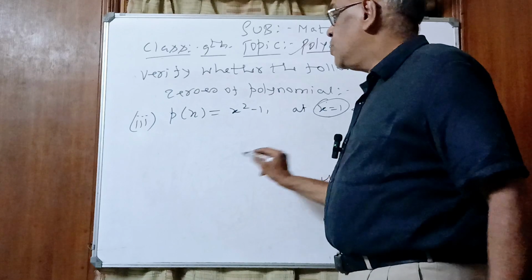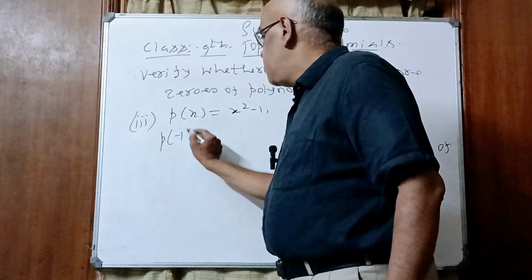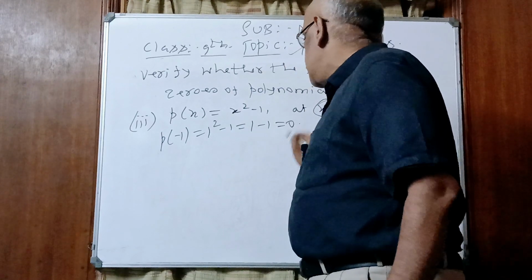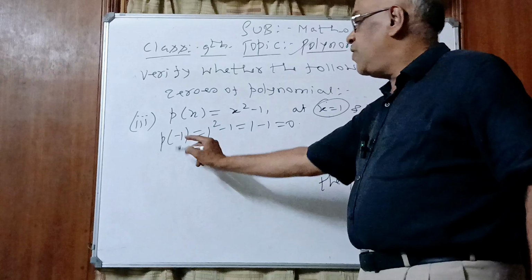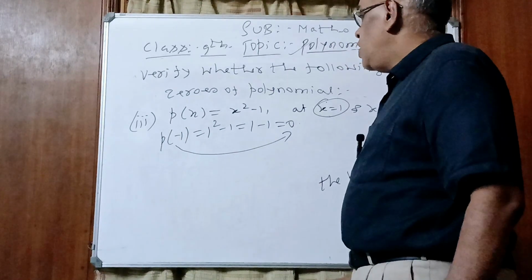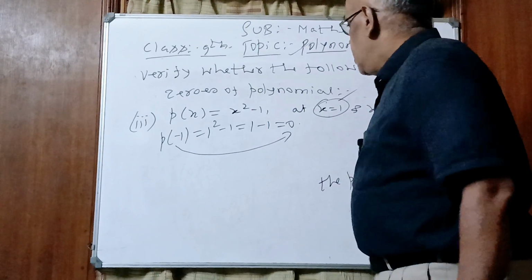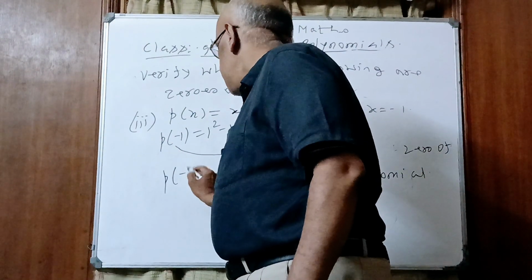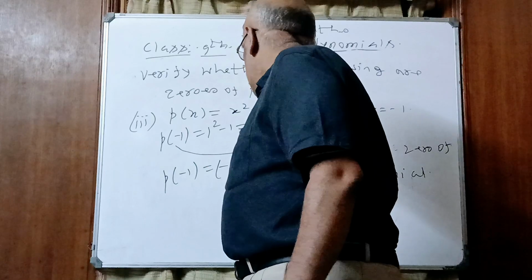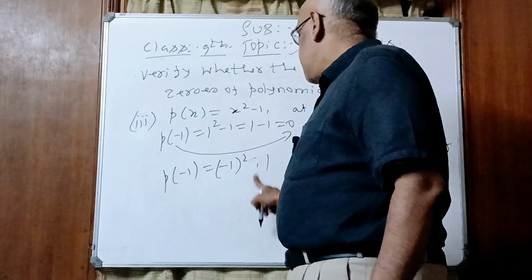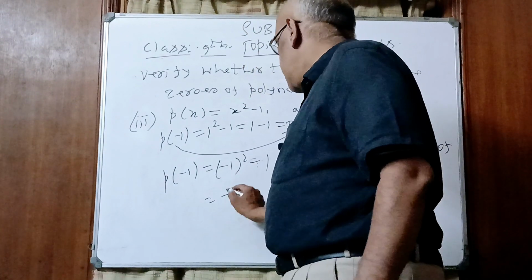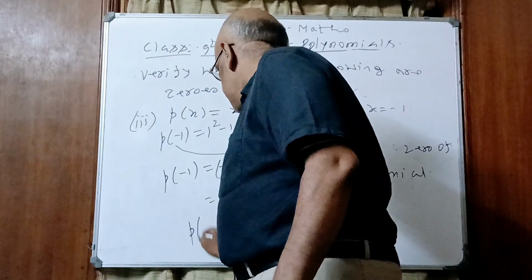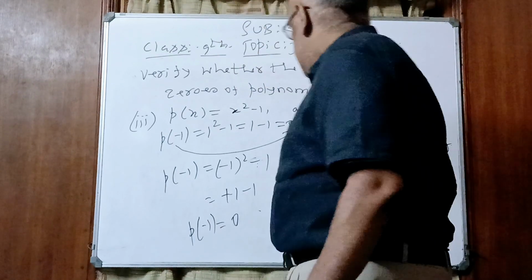What we have to do? First put x is equal to 1. Wherever x is there, put 1. What do we get? 1 square minus 1. 1 square is 1, minus 1, 0. Yes. The answer is 0. Therefore, x is equal to 1 is the 0 of the polynomial. Similarly, we will check minus 1, children. What is P of minus 1? Minus 1 square minus 1. What is minus 1 square, children? Plus 1. Plus 1 minus 1, 0. So P of minus 1 is 0.